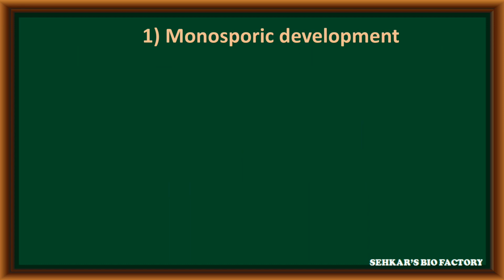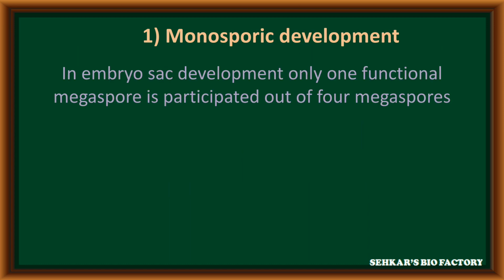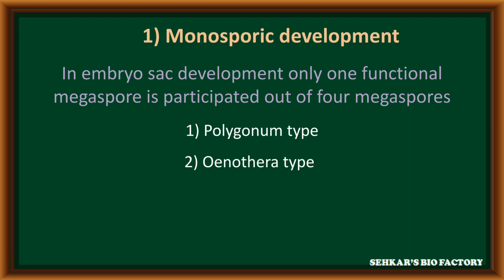In monosporic embryo sac development, only one functional megaspore participates in the development of the embryo sac or female gametophyte. This monosporic development is again of two types. The first type is Polygonum type and the second type is Oenothera type.